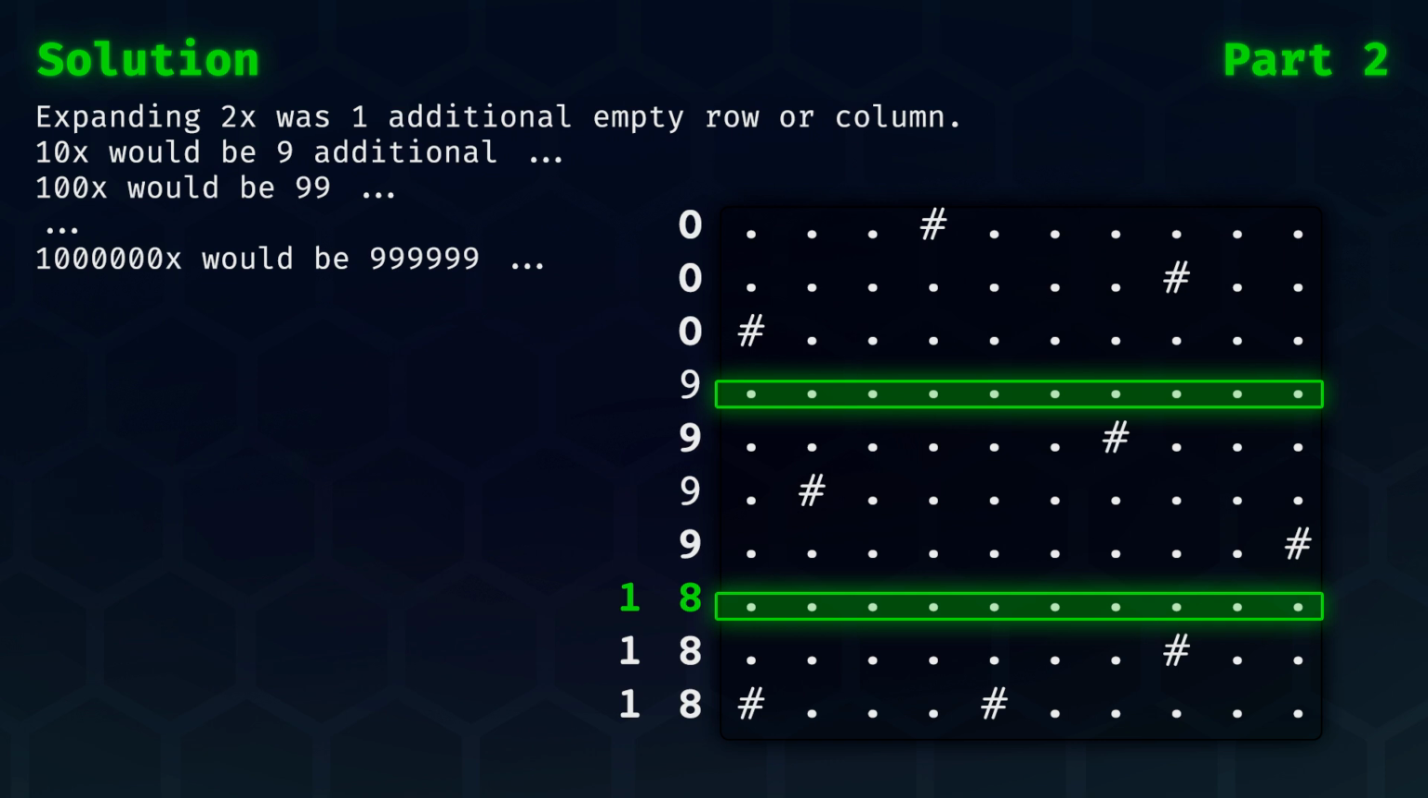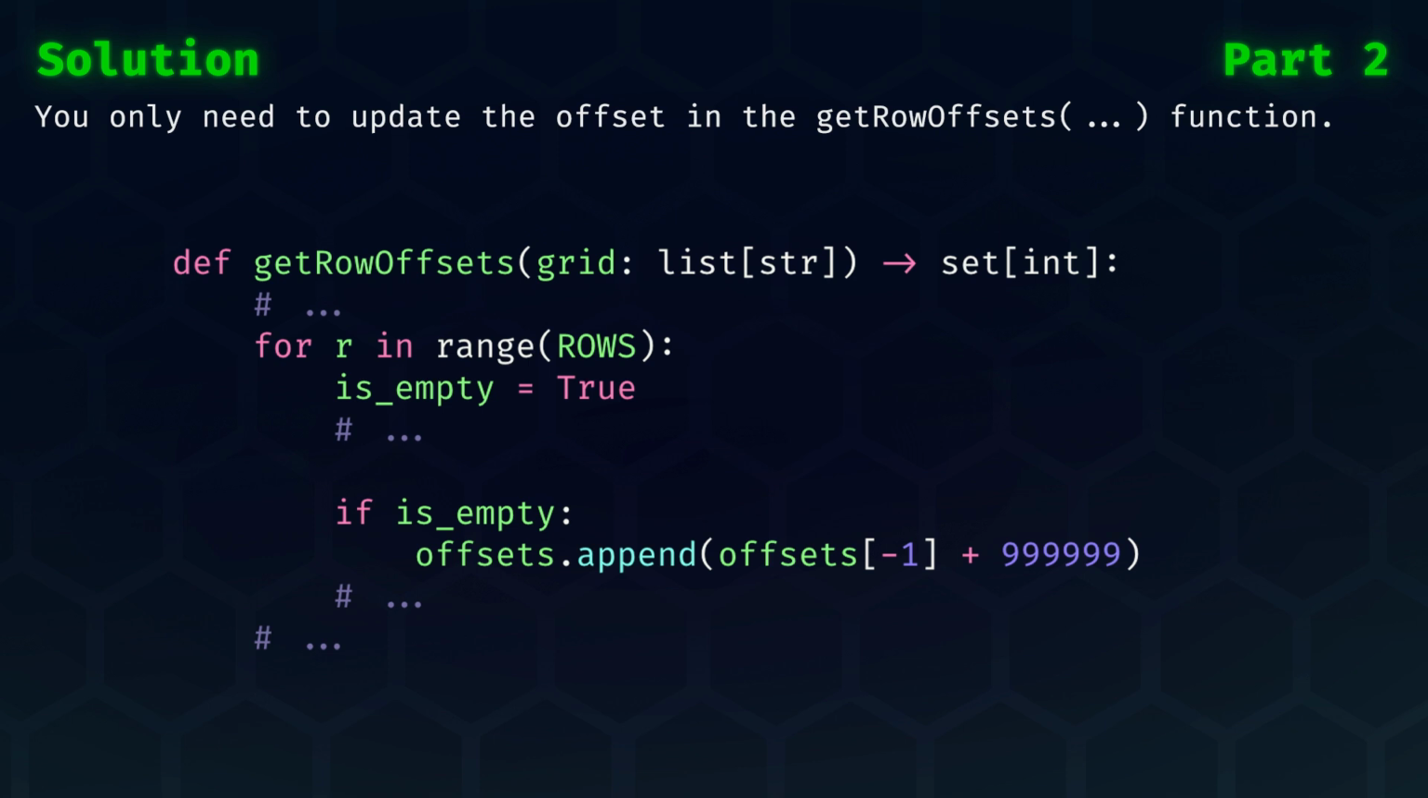The example shows how the row offsets look if space were to expand to 10 times as large. The change in code then is very minimal. Instead of adding one additional unit of offset for every empty line, we instead add 1,000,000 minus 1 units.